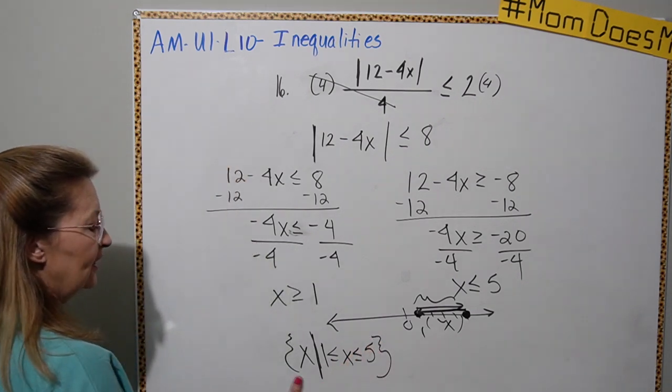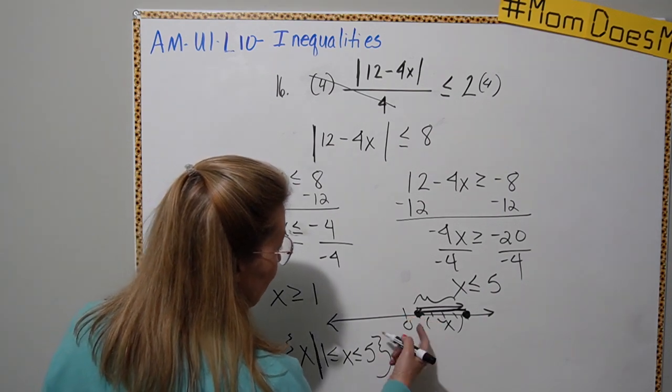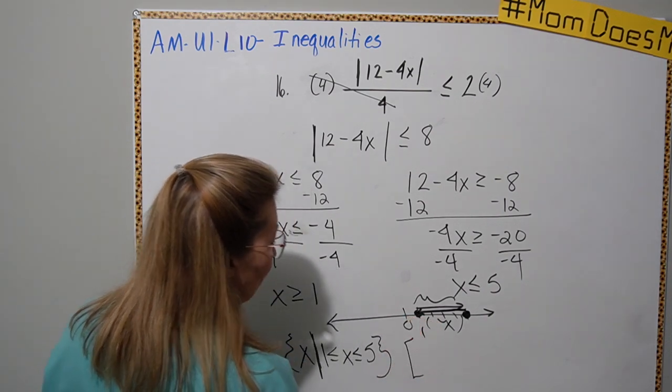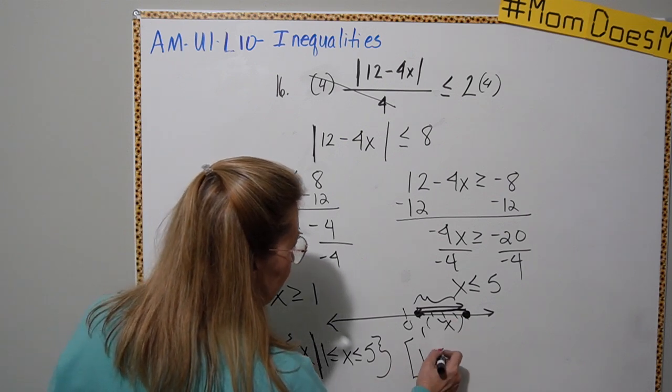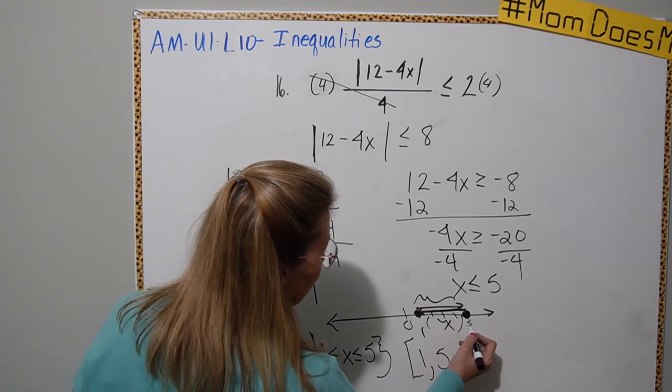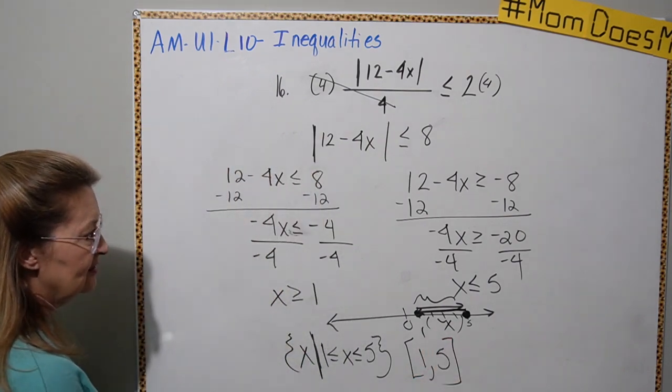And now to put it in interval notation, what's the end of your interval here? Well, it's a solid dot, so you're going to have a bracket, 1. What's at the other end? 5, and I should have written that on there. All right, and then a bracket there as well because it's a solid dot.